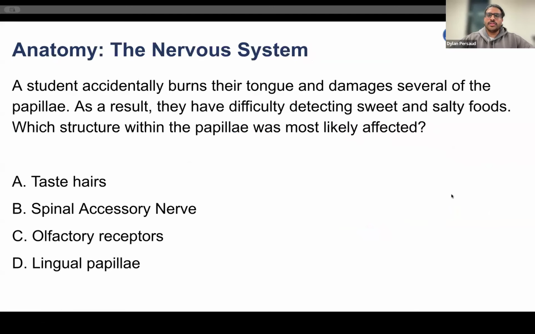So a student accidentally burns their tongue and damages several of their papillae. As a result, they have difficulty detecting sweet and salty foods. Which structure within the papillae would most likely be affected?